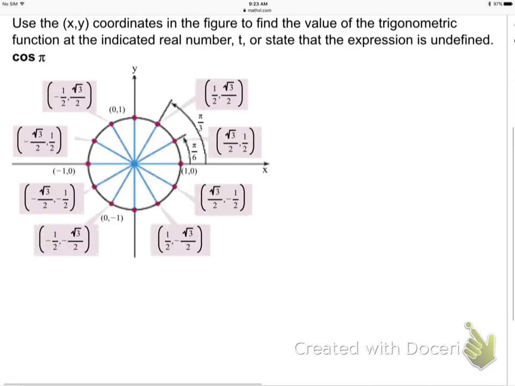And this is the last section that is on our test. You guys are going to ace the test, right? Try that one. So here's the question. Cosine pi. So I want the cosine of pi. Let me give you a second. Try that out.